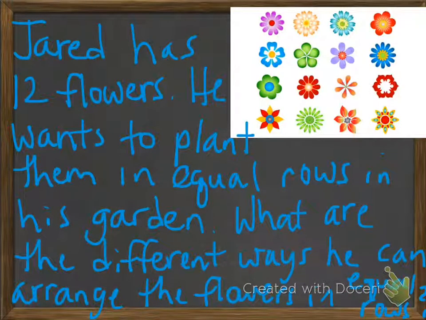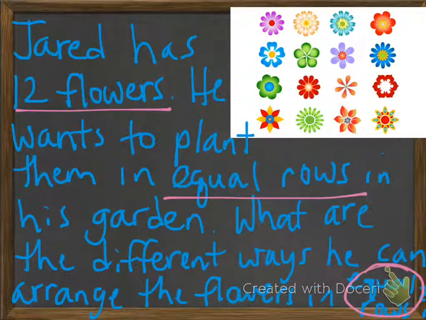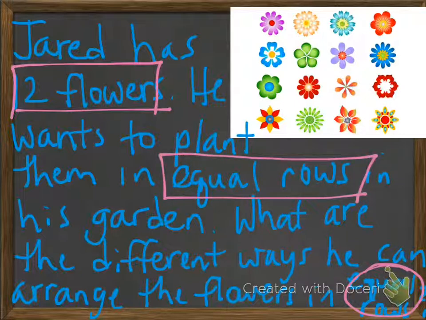Jared has 12 flowers, and he wants to plant them in equal rows in his garden. What are the different ways he can arrange the flowers in equal rows? So again, we have 12 flowers, and we want to put them in equal rows, and there's multiple ways of doing it. In fact, it even says there are different ways he can arrange the flowers. What could he do? Let's take a look.